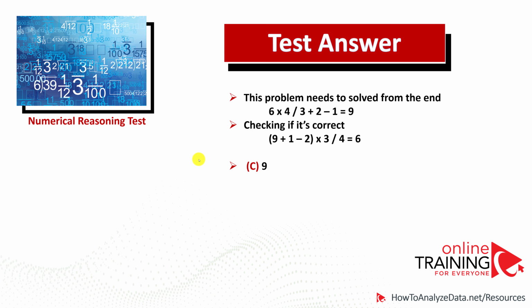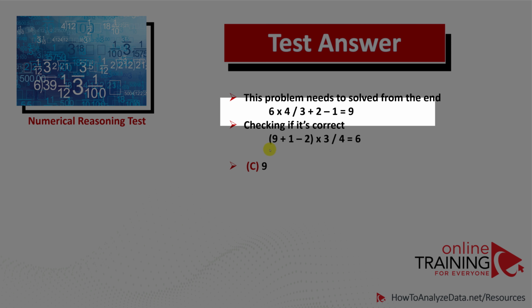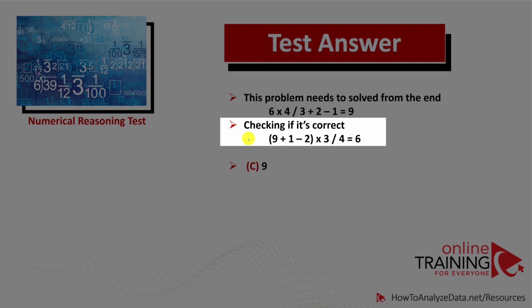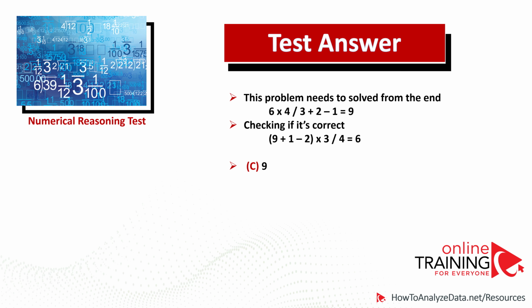The easiest way to solve this is to go in reverse. If we multiply 6 by 4, then divide by 3, then add 2, and do minus 1, the end result of it would be 9. Let's check if this is correct. 9 plus 1 minus 2, then multiplied by 3 and then divided by 4 equals 6. So the correct answer is choice C, 9. Hopefully you've nailed this question and now know how to solve these problems on the test.